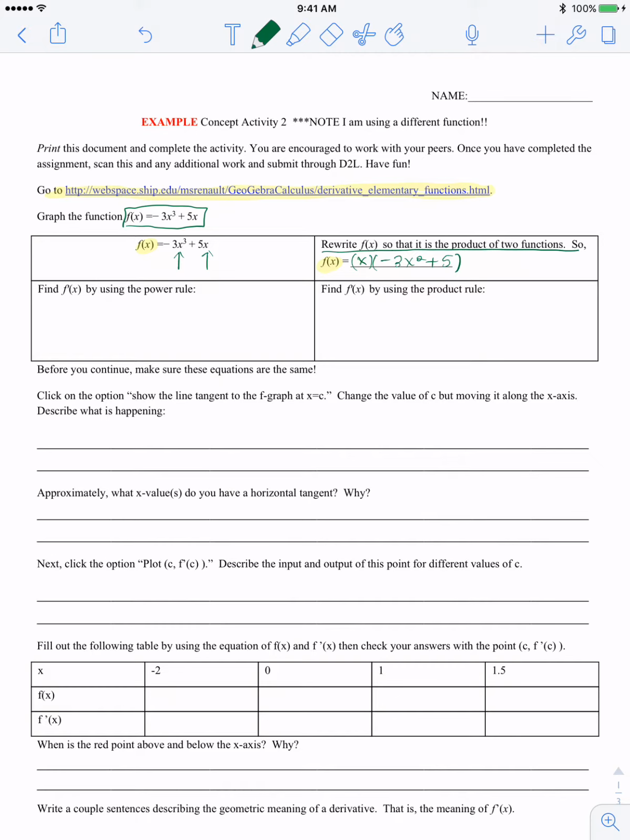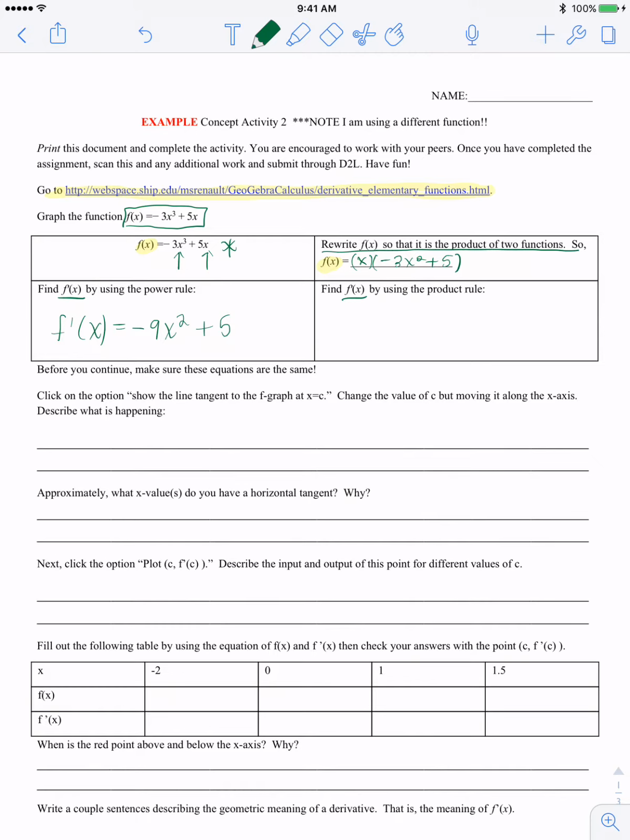So now I want to find the derivative of f of x. I'm going to find the derivative by using two different rules. The first one, I'll use the power rule, so I'll refer back to the form negative 3x cubed plus 5x. So using the power rule, f prime of x is equal to negative 3 times 3, which is negative 9, x to the 3 minus 1, which is the 2 power, plus 5.